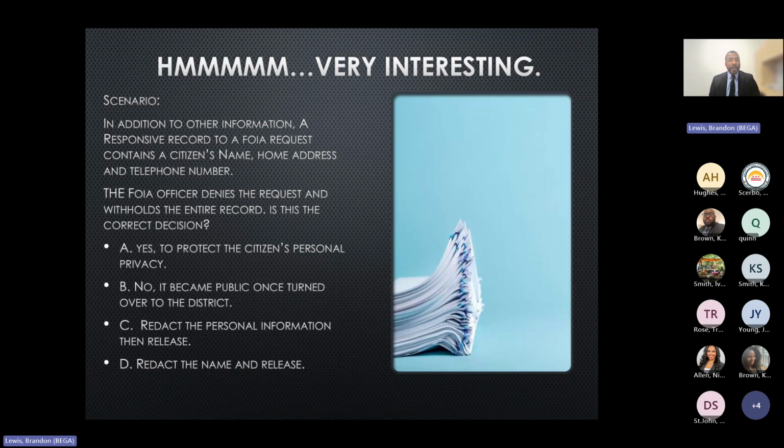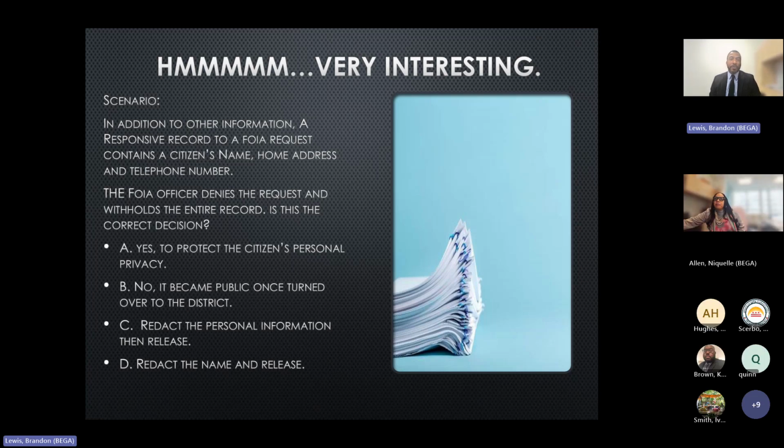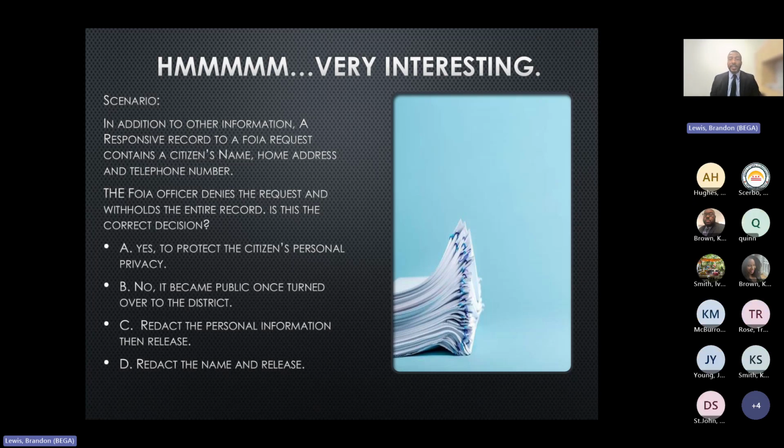Another scenario. In addition to other information, a responsive record to a FOIA request contains a citizen's name, home address, and telephone number. The FOIA officer denies the request and withholds the entire record. Is this the correct decision? Then the options are A, yes, to protect the citizen's personal privacy. B, no, it became public once turned over to the district. C, redact the personal information, then release. D, redact the name and release.